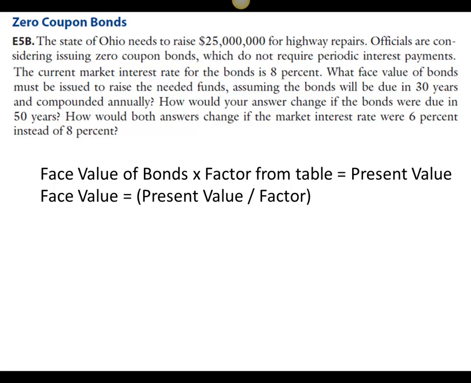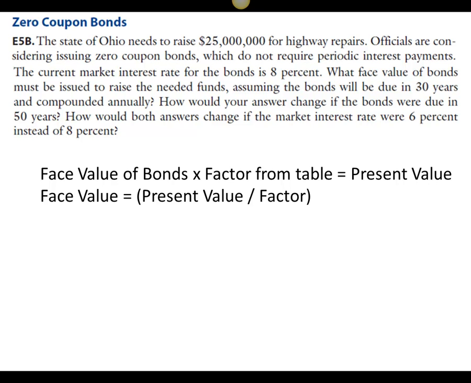In this example, we are going to look at zero coupon bonds. The state of Ohio needs to raise $25 million for highway repairs. Officials are considering issuing zero coupon bonds which do not require periodic interest payments. The current market interest rate for the bonds is 8%. What face value of bonds must be issued to raise the needed funds?